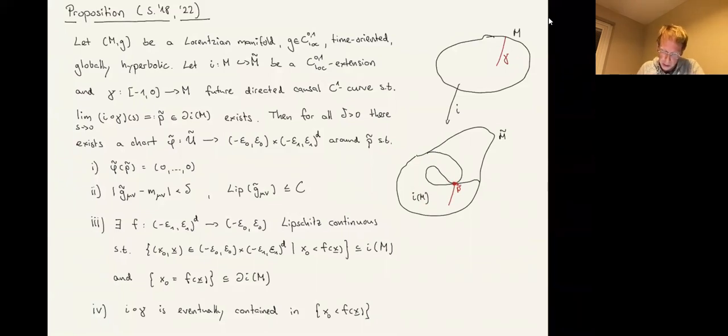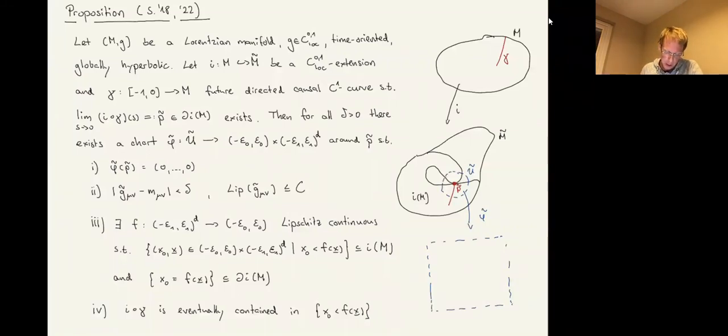And the statement is then that for all delta there exists a chart phi tilde. So here we have this set U tilde, and I have a chart from this set into this Cartesian product of interval minus epsilon 0, epsilon 0 cross minus epsilon 1, epsilon 1 to the D minus 1. And D here is the dimension of the Lorentz manifold. And for all these results, we don't need any restriction on the dimension. So anything D bigger or equal than 1 is fine.